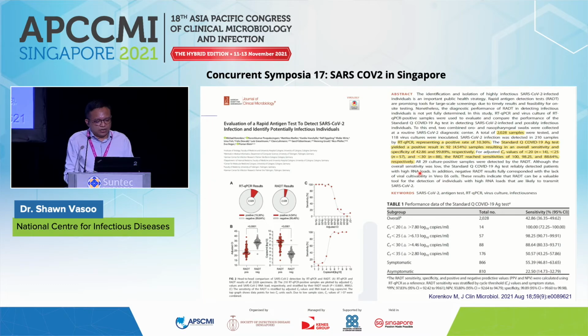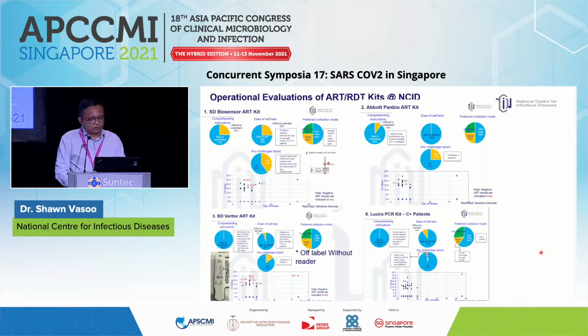In another study where they looked at over 2,000 samples, and this was looking at the standard Q COVID antigen test, again from a study in Germany, you can see that there's a correlation between lower CT values and higher sensitivity. And as you go above like 30 and 35 here, then you can see the sensitivity drops off.